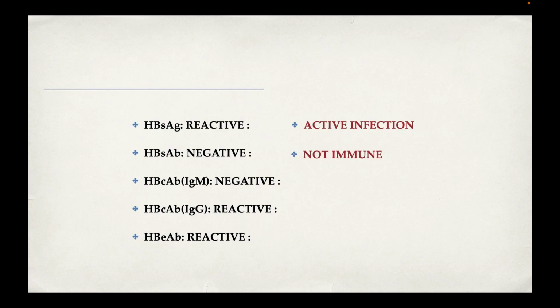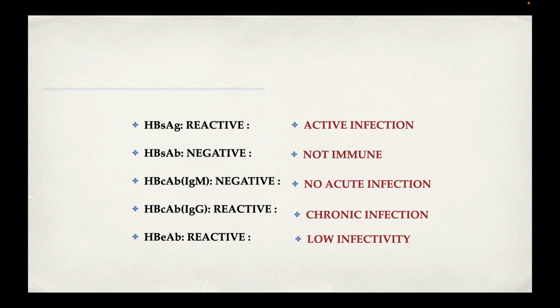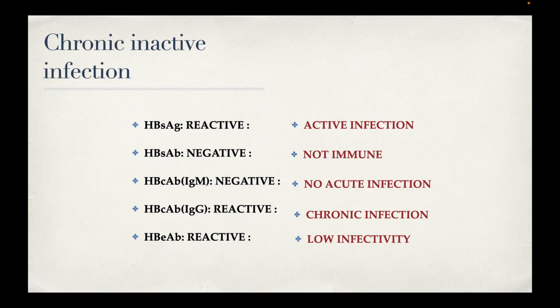But the patient is also not having hepatitis B core antibody to immunoglobulin M, but rather is having the immunoglobulin IgG reactive. And so once the IgM is negative, it means there is no acute infection, but the IgG is reactive. And so we say there is a chronic infection, and the patient is having hepatitis B E antibody reactive. What it means is that the E antibody has come to kick against the hepatitis B E antigen. And so this patient is having low infectivity. And so in summary, we say this patient is having a chronic inactive infection.